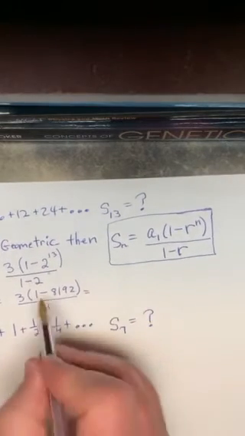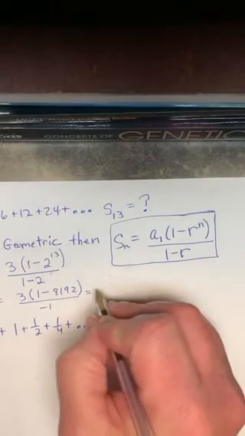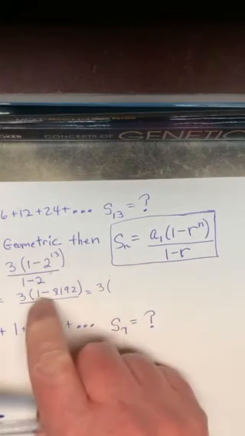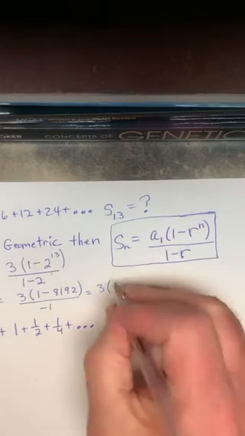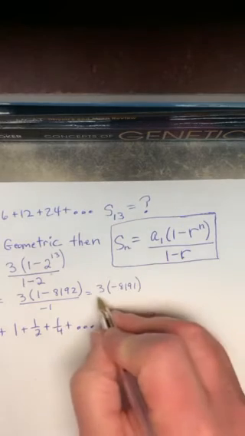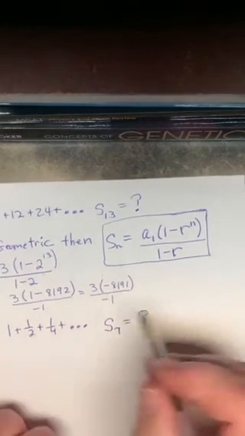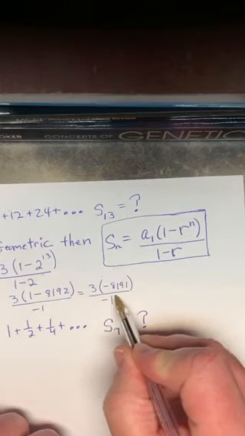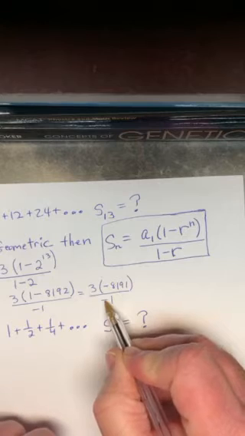So the fact that this parenthesis is going to end up being a negative number is not a big issue, because watch, I've got 3 times, well, what is 1 minus 8192? Isn't it negative 8191? All over negative 1, so all that does, the negative 1 cancels out with the negative sign there, right? A negative over a negative is going to give you a positive.